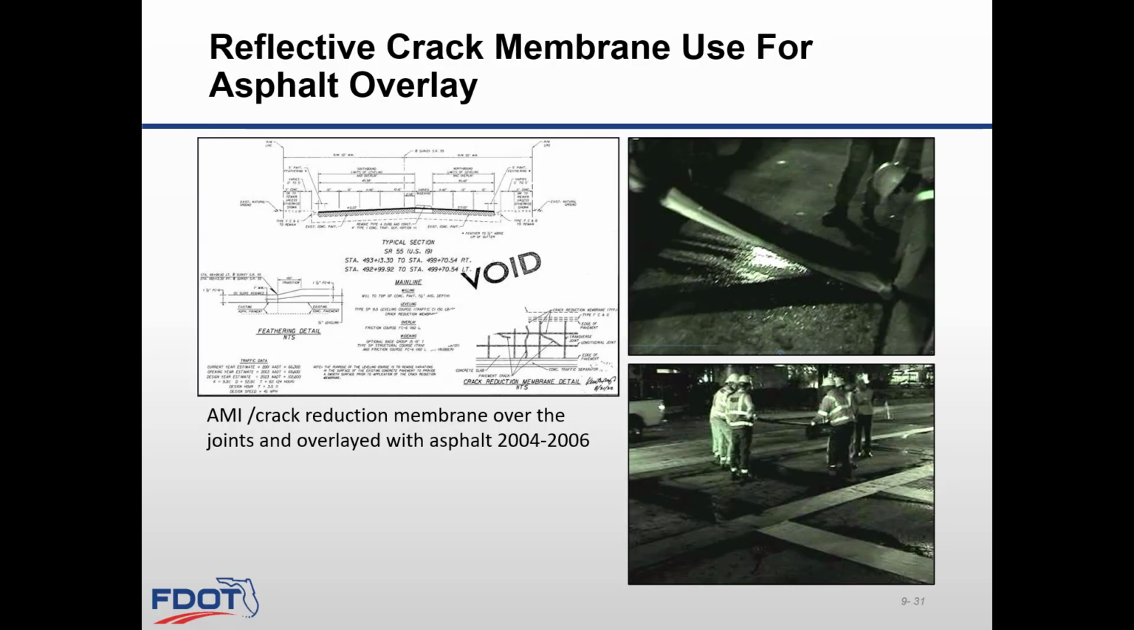Reflective crack membrane used for asphalt overlay. These pictures show placing a reflective crack membrane or stress relief interlayer over the existing rigid pavement joints. This was done before placing an asphalt pavement on top of the existing rigid pavement joints. This is a project on US 19 north of Gandy Boulevard in Pinellas County. This was done to help reduce the reflective cracking onto the new asphalt.